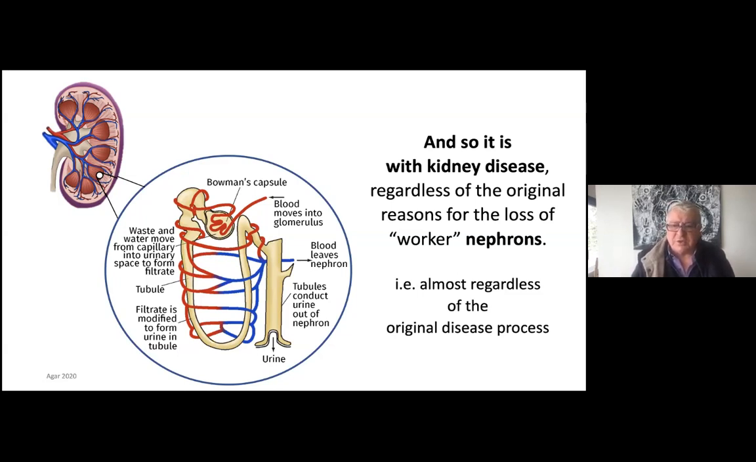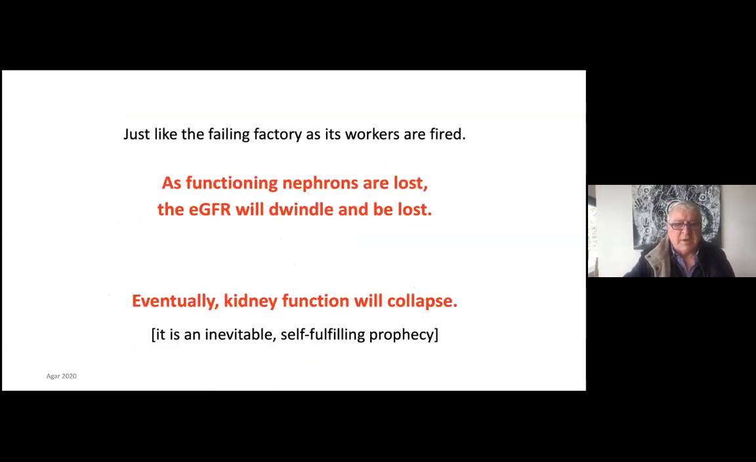Regardless of the original reason for the loss of worker nephrons, kidney function will decline. So just like the failing factory as its workers are fired, as functioning nephrons are lost, the eGFR will continue to dwindle and be lost, and eventually kidney function will collapse. I would call that an inevitable self-fulfilling prophecy.